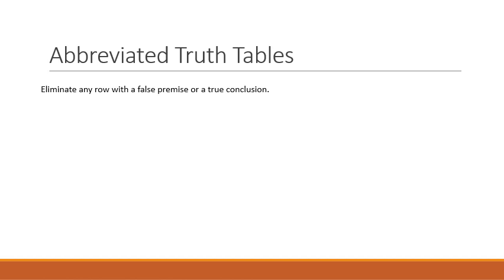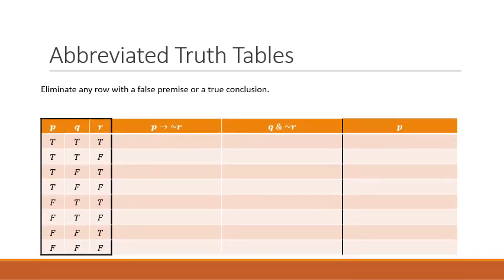And if you can't eliminate all of them, that means you're going to have a row with true premises and a false conclusion, right? So this is the abbreviation. Again, I'll show you how this works with an argument, but the idea is that we start with the easiest to calculate, because that will help us narrow things down a little bit so we're not doing so many calculations.